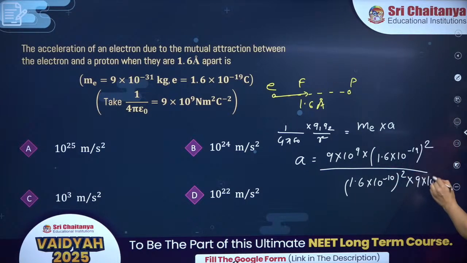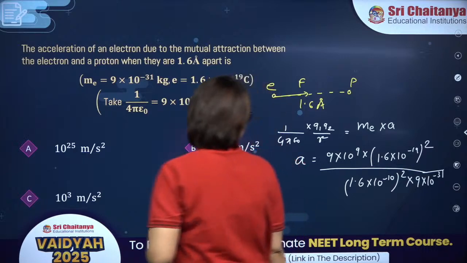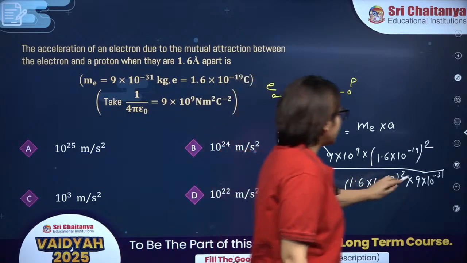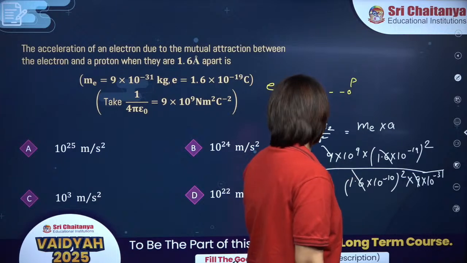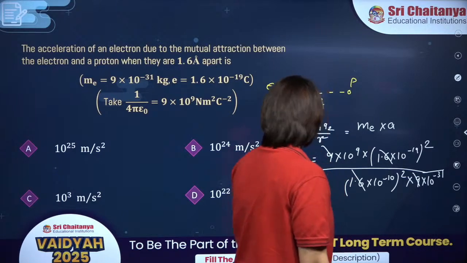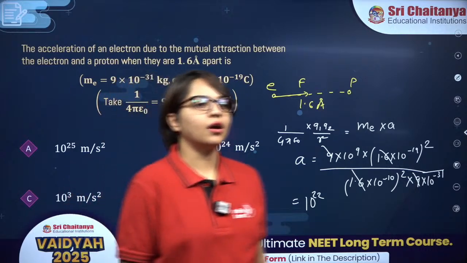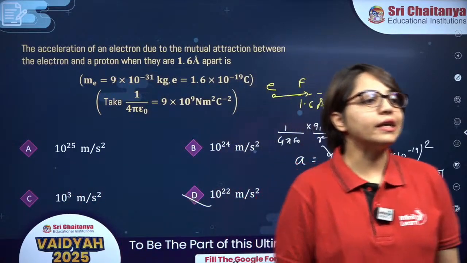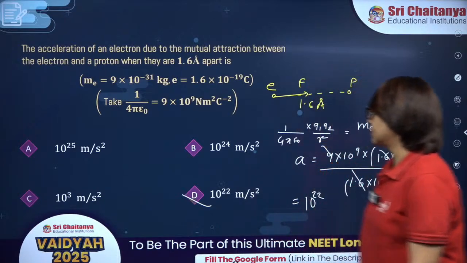Now rest all is calculation, right? You can do it. 9 will cancel, 1.6 square will cancel each other. So after solving, you'll be getting 10 to the power 22 meter per second square. All right. Option D is the correct answer.